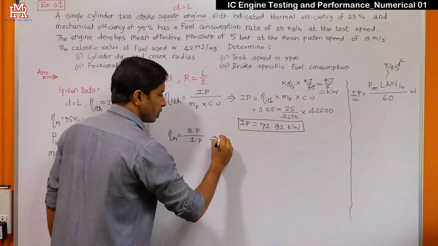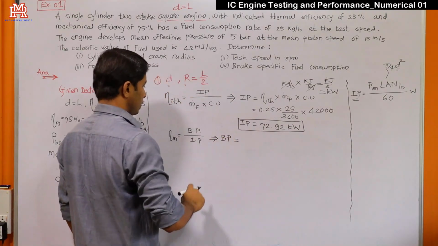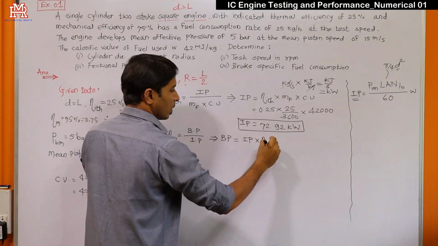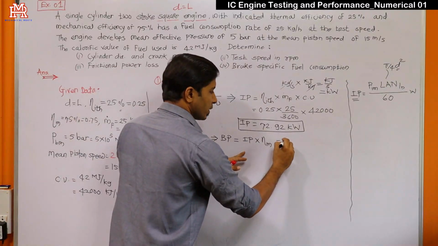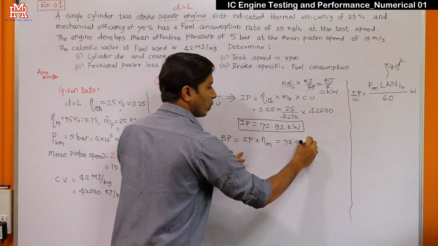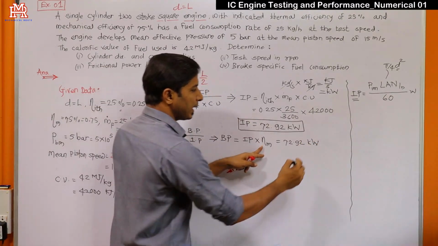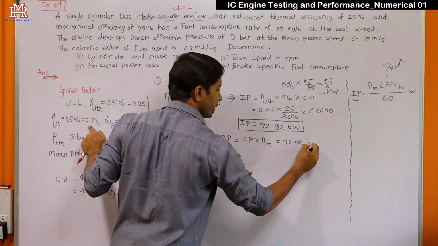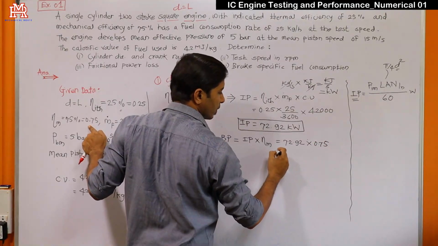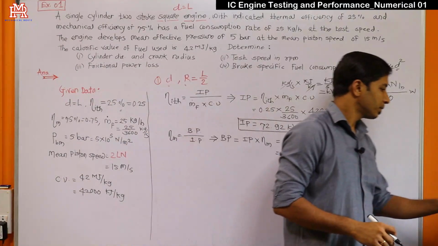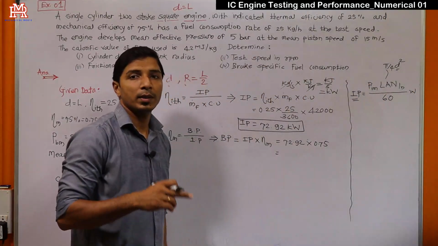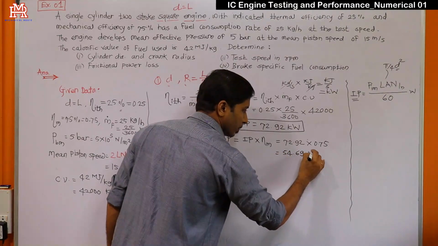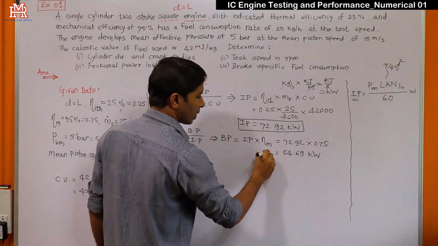So this implies brake power is equal to indicated power into Nm. So we have these values, indicated power which is 72.92 kilowatt, mechanical efficiency is given as 0.75, which equals to, so what is the answer? 54.69 kilowatts. 54.69 kilowatt. So this is brake power.